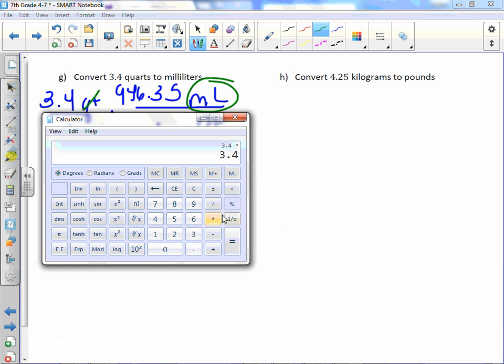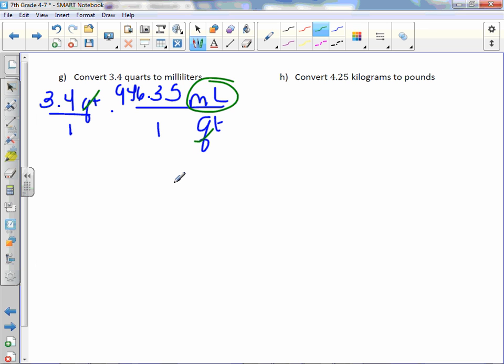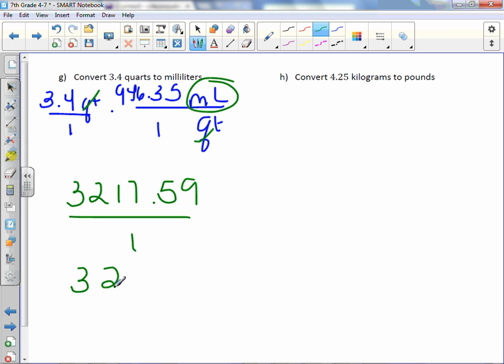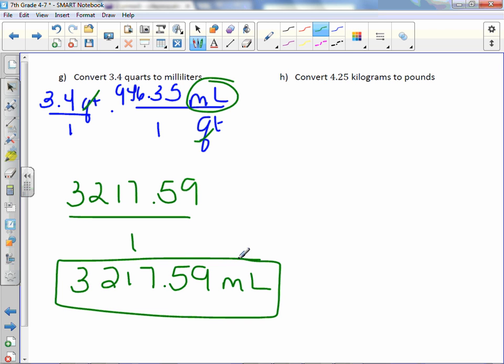3.4 times 946.35 is 3217.59. Your denominators are 1. Divide and get 3,217.59. It's already in the hundredths place, no extra step needed, and milliliter is our unit of measure.